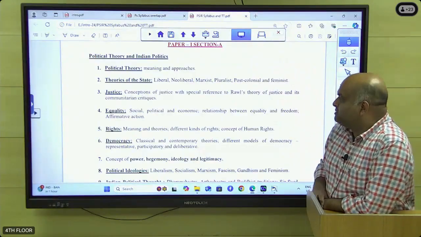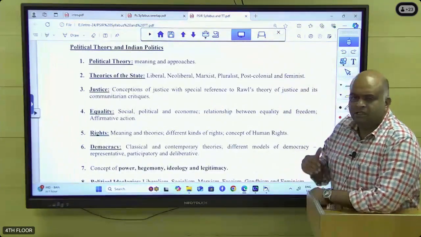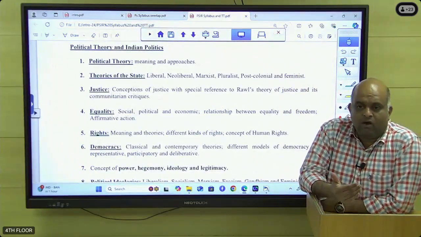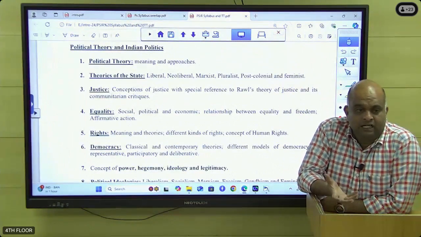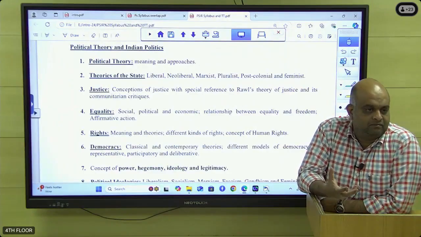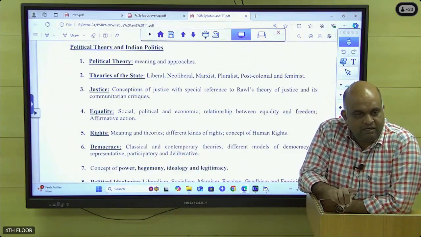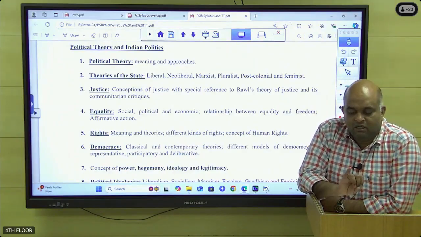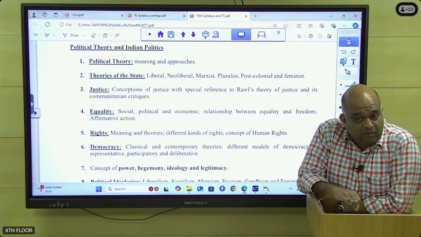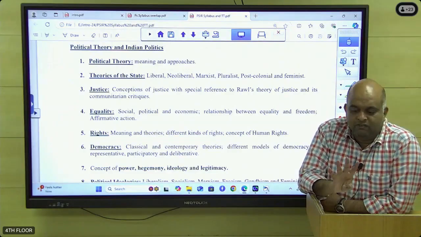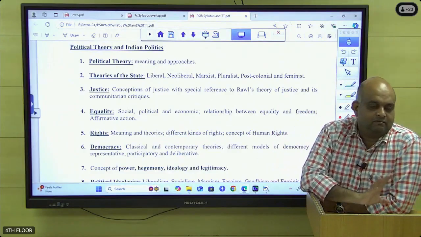Second, chapter number 2, the theories of state. Different ideologies are there, and they differ in how they want the state to be. India is a state. A state has 4 components: if an entity has them, we can call it a state. One is territory, second is population, third is government, and fourth is sovereignty.